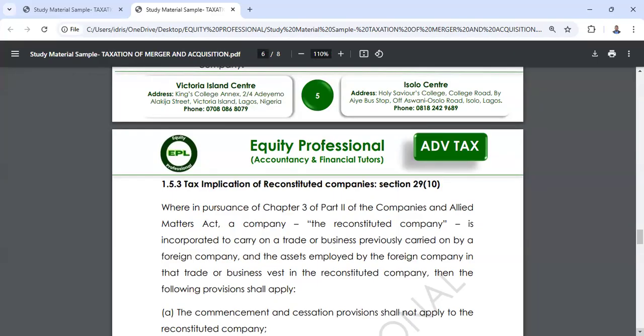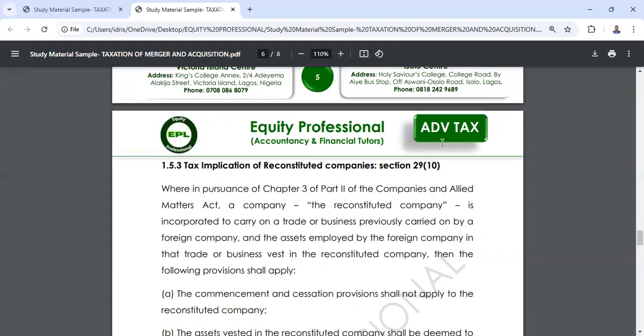What is the tax implication of the reconstituted company? Number one tax implication is that commencement rule or cessation rule shall not be applied to the reconstituted company.